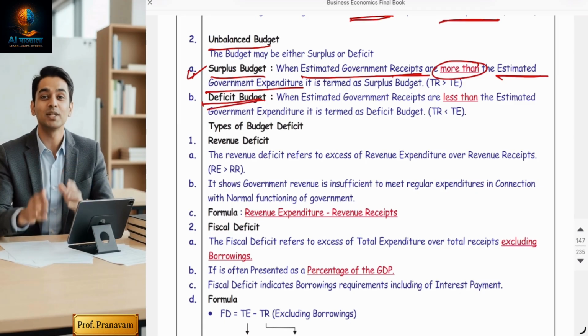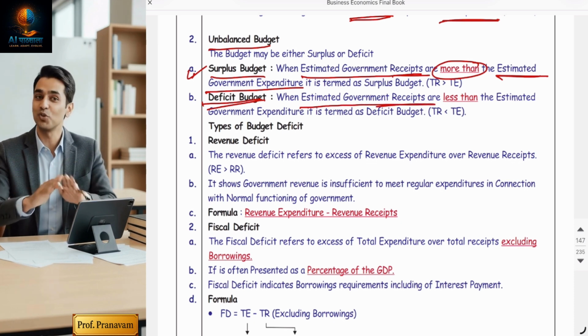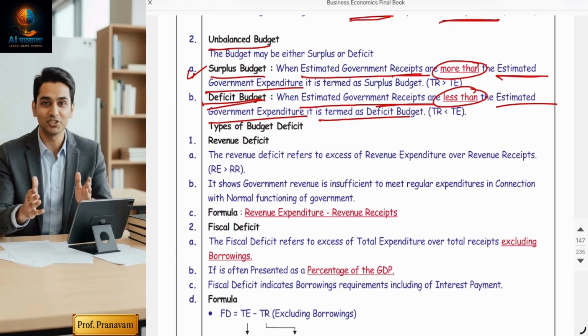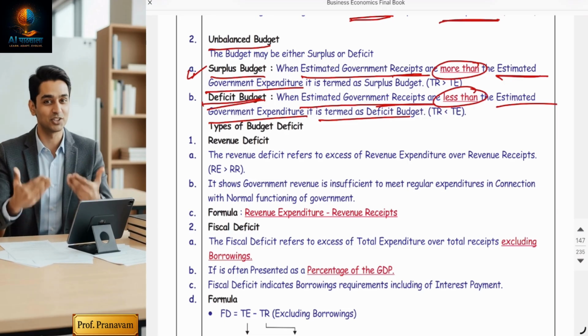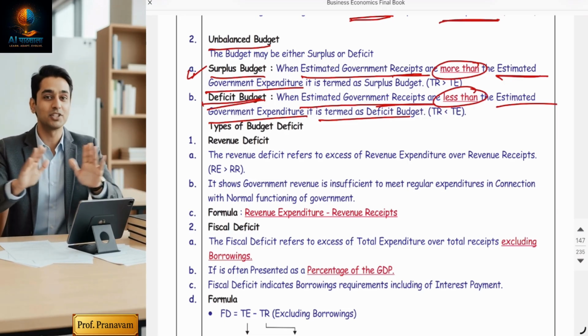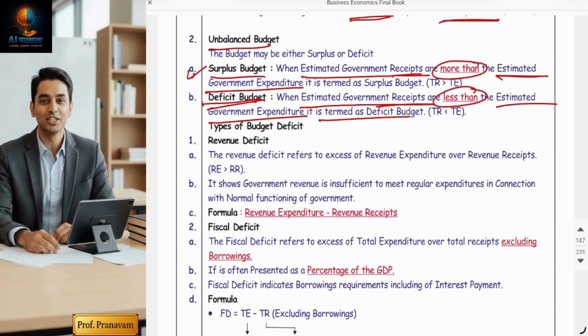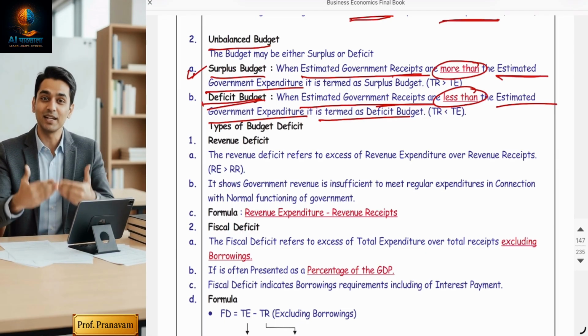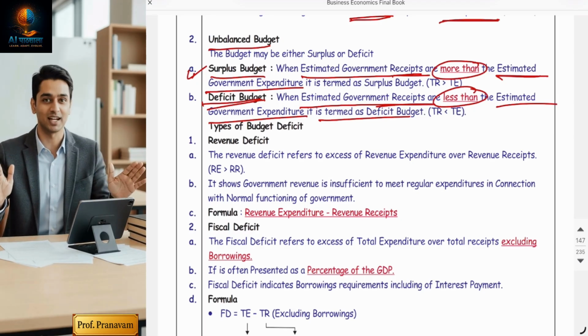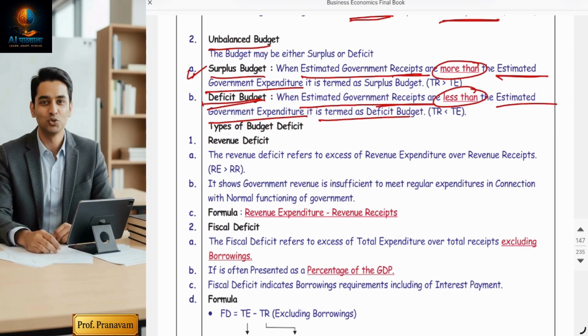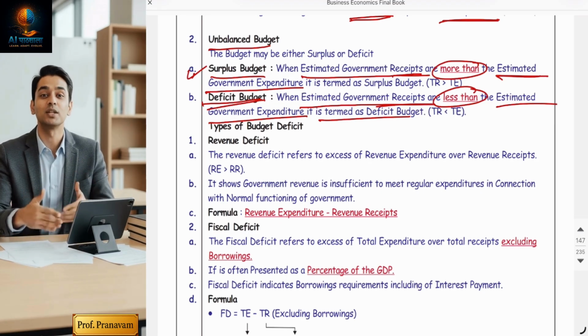Next is deficit budget. Deficit budget means the opposite: when estimated government receipts are less than estimated government expenditure, it is termed a deficit budget. Deficit budget is always the most common budget in developing countries, because it indicates your expenditures are more than receipts. That means government has to borrow money, and normally developing countries always have more expenditure because development is going on in those countries.